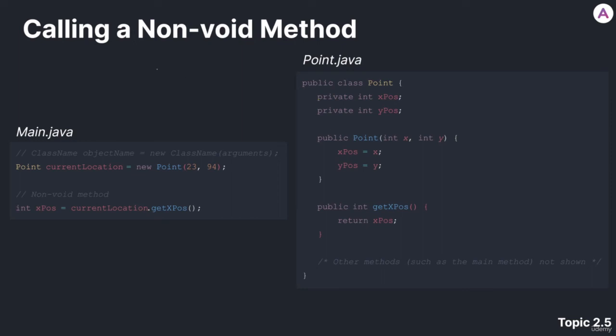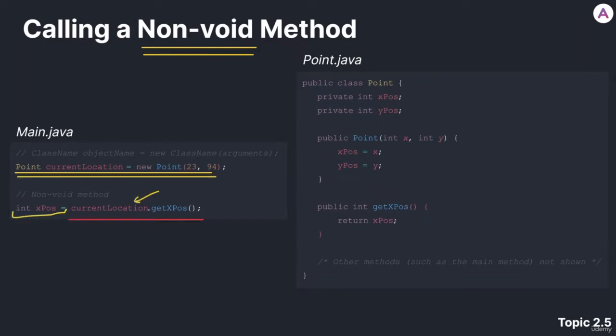Now let's go to calling a non-void method. So if a void method does not return anything, a non-void method returns something. As you can see, we still have instantiating the same current location object, which is an object of Point. We're using the current location object, and we're calling a method with dot, and then the name of the method is getExpose.